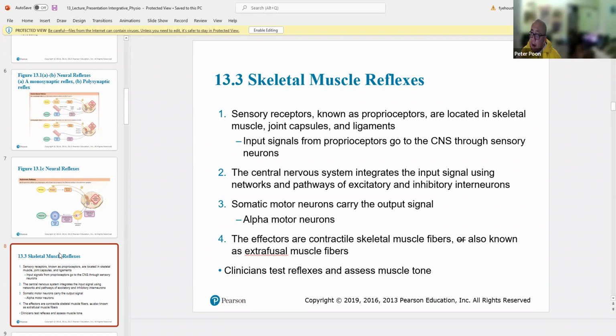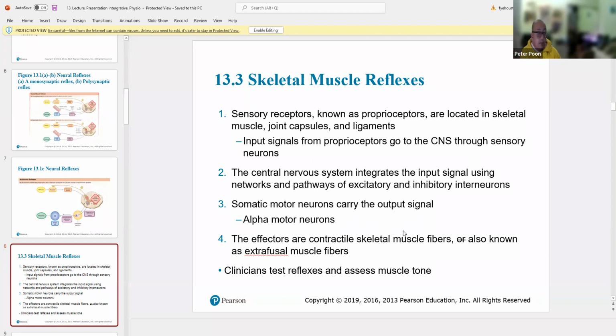Okay. So let's talk about what all these things actually are. First of all, you have sensory receptors, known as proprioceptors. These proprioceptors give you a sense of where your body actually is. The somatic motor neurons actually carry the output signal. They're also known as the alpha motor neurons. The alpha motor neurons are actually the ones that make you move.